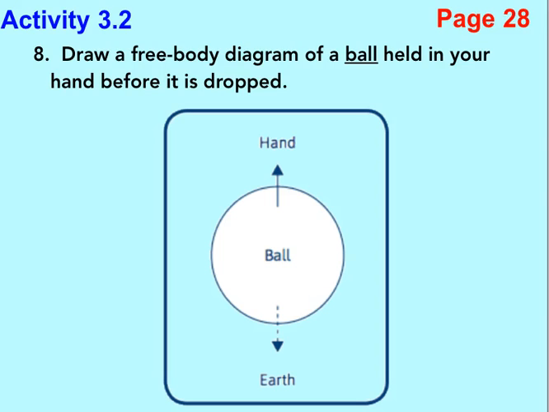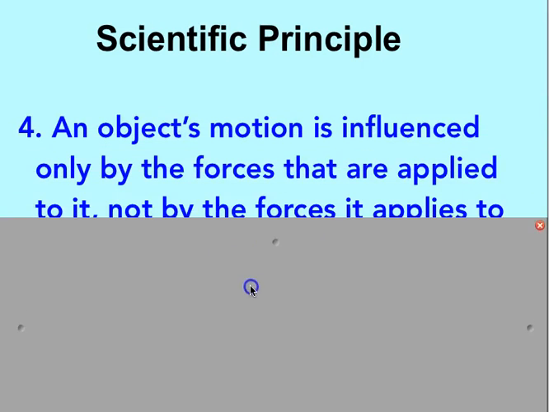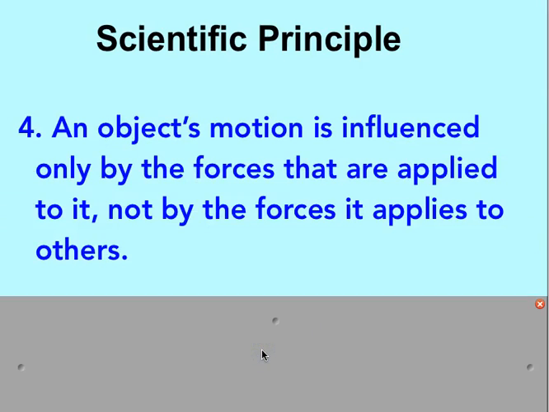So, in a nutshell, that's how to create a free body diagram. You're only looking at the forces that are being applied to it that affect its motion. You're freeing it of all other forces. Go ahead and complete the conclusion questions on page 29. Then there's one scientific principle that you can add: an object's motion is influenced only by the forces that are applied to it, not by the forces it applies to others. So that's basically a free body diagram.